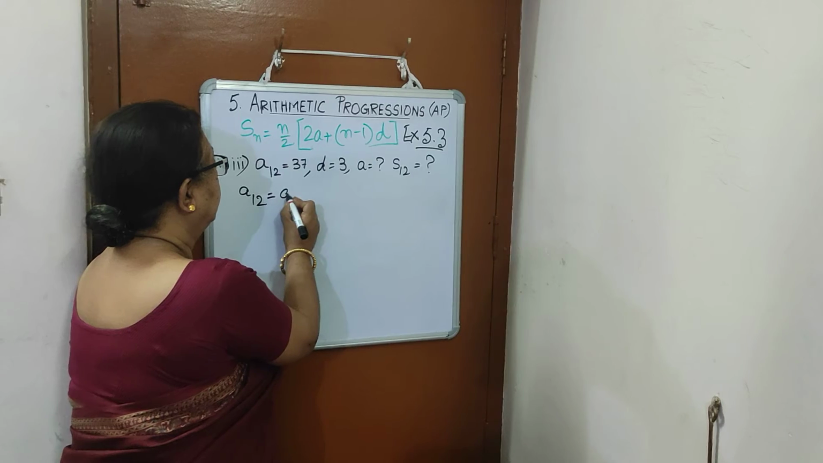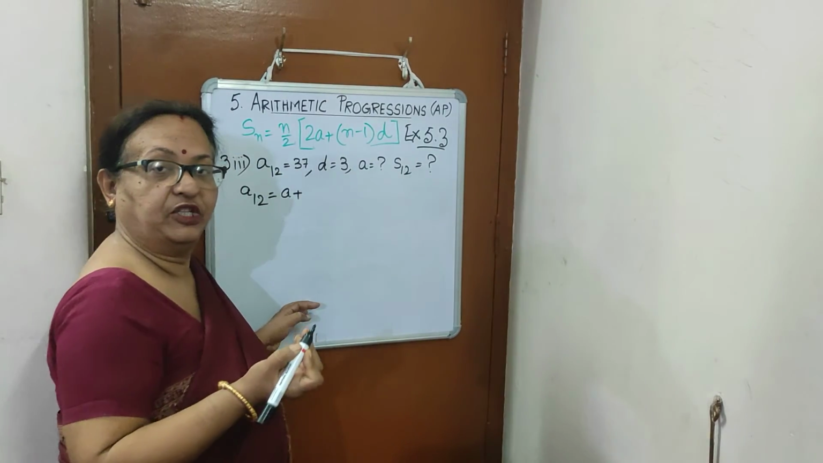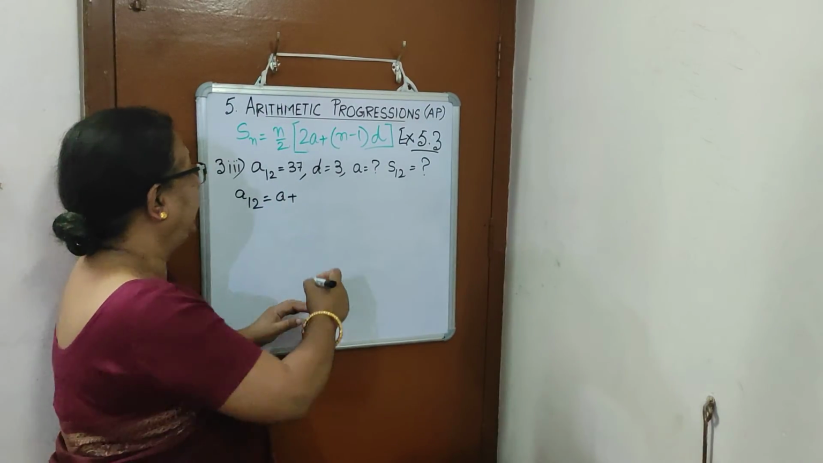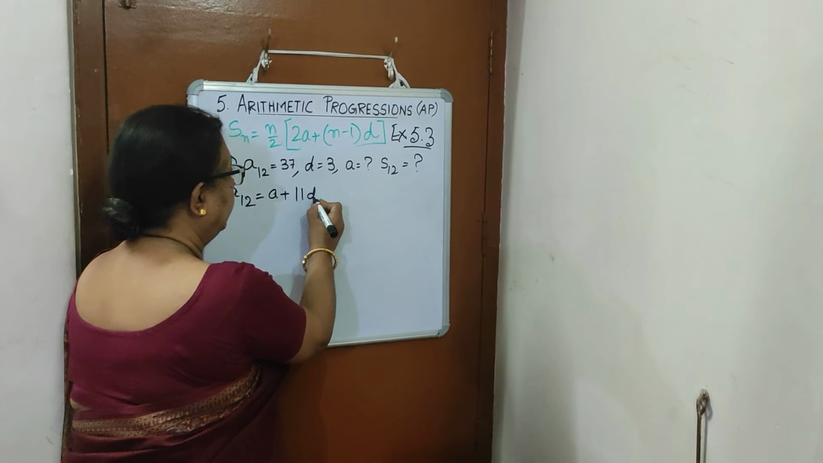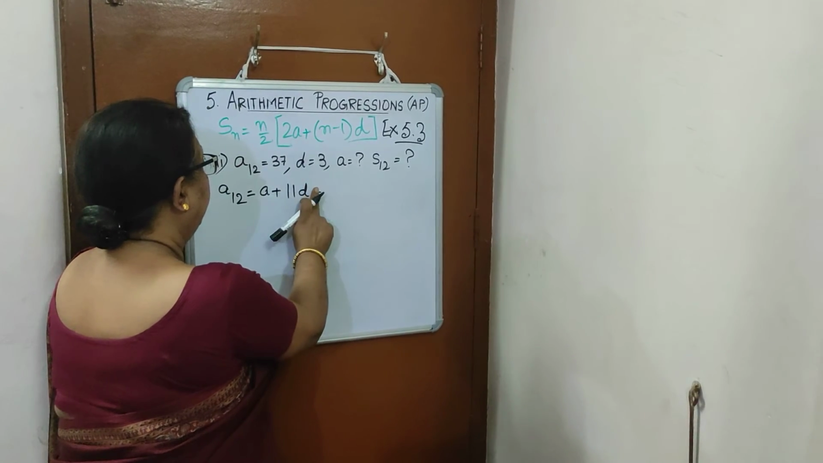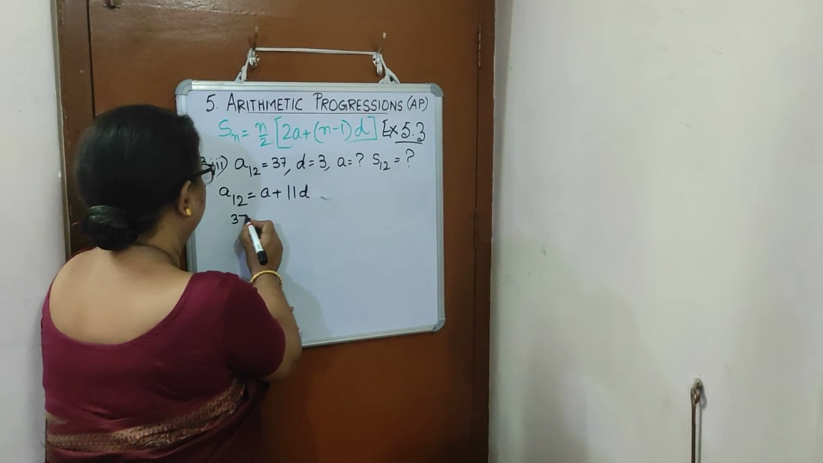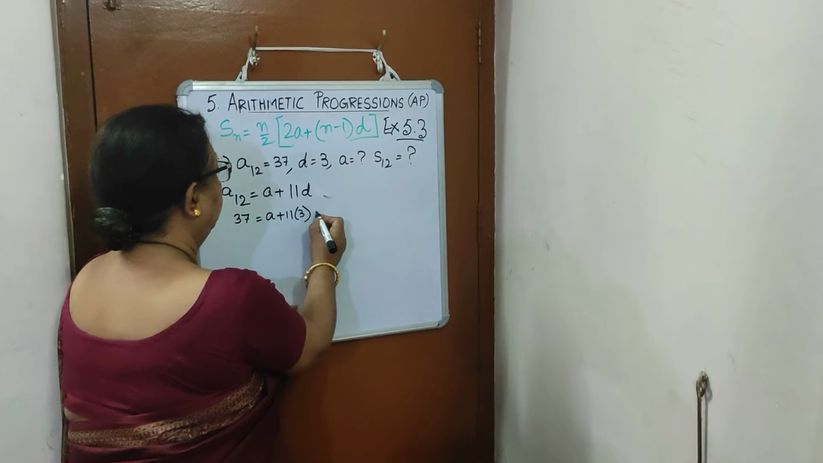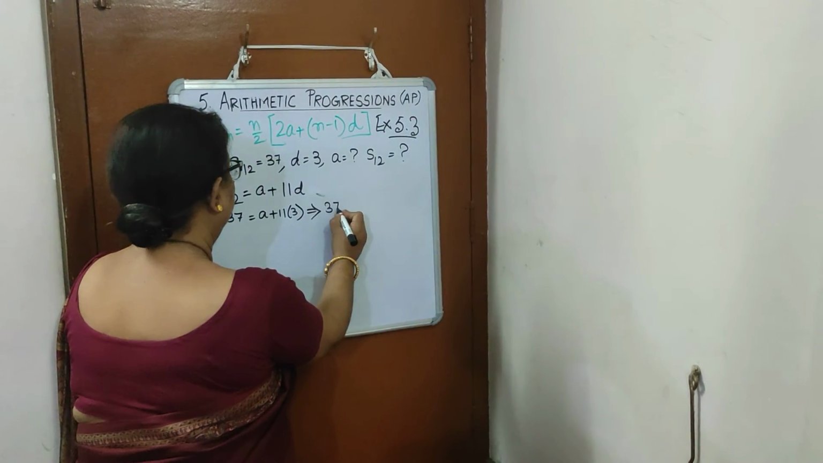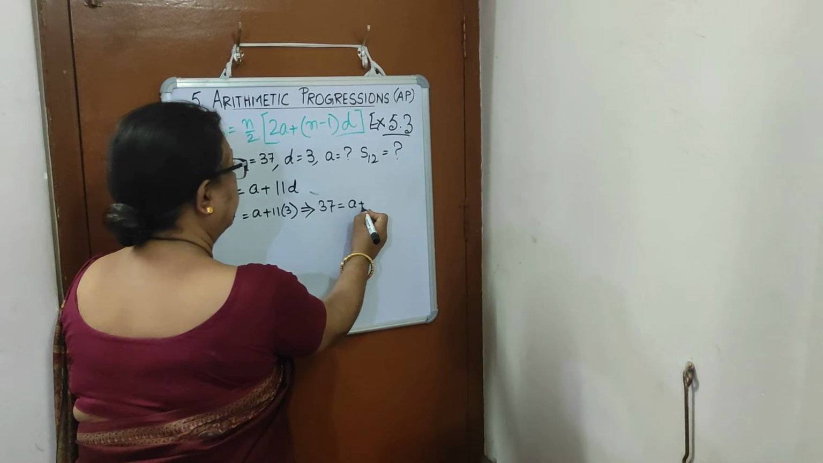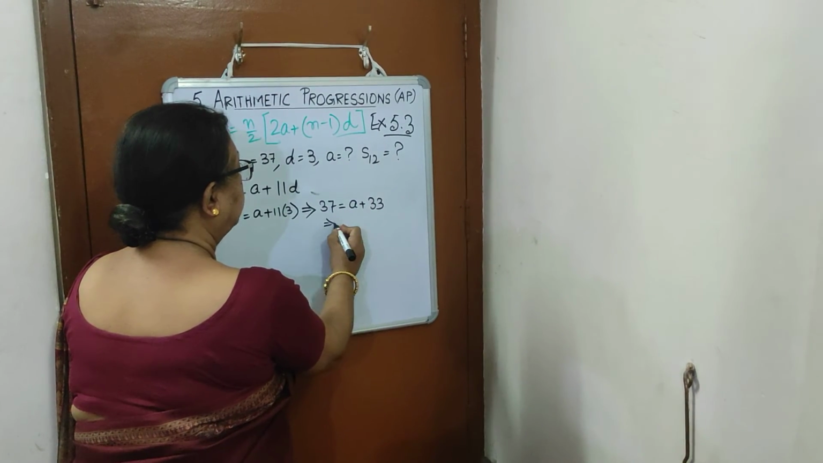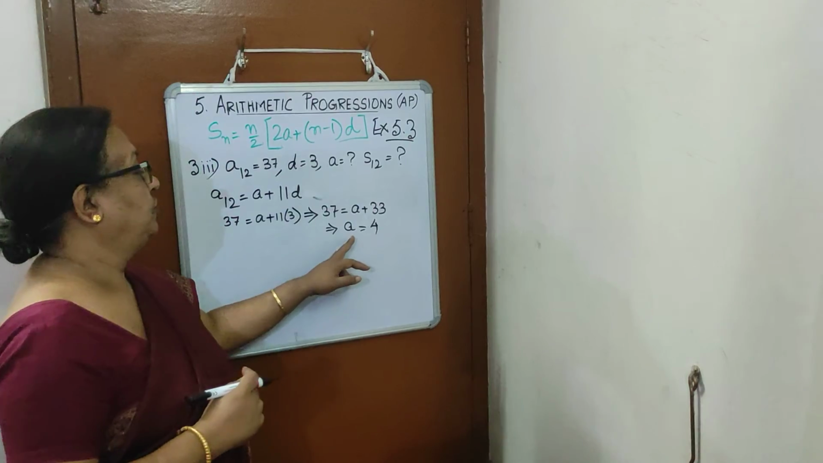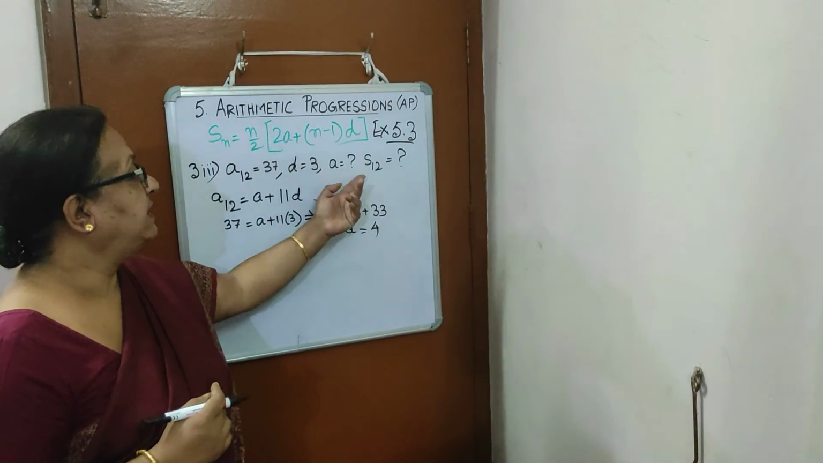a12 means a plus how much children? a12, 1 less, n minus 1. So a12 will be a plus 11d. So a12 is given to you, 37 is equal to a plus 11, d is 3. 37 is equal to a plus 33. So this gives a equal to 37 minus 33, that is 4. So you got a.